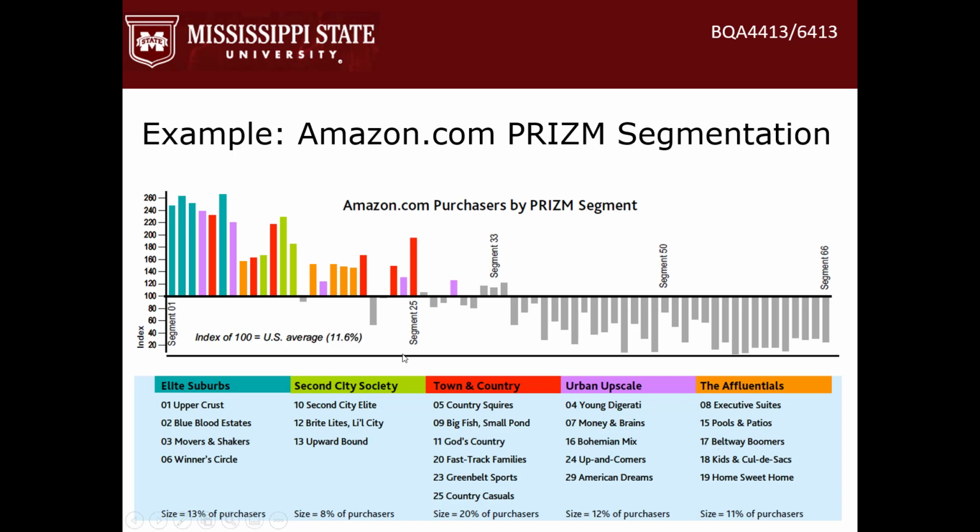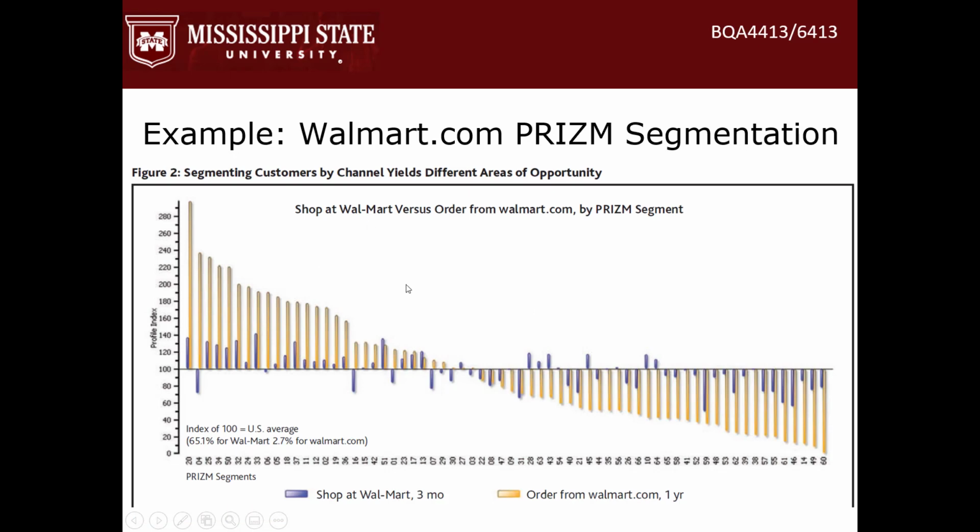And we're basically looking, and this is just a nice little graph that shows the different segments. 100 is your average Amazon purchases, and it basically shows which of these segments are more likely to purchase on Amazon and which of these segments are less likely to purchase on Amazon.